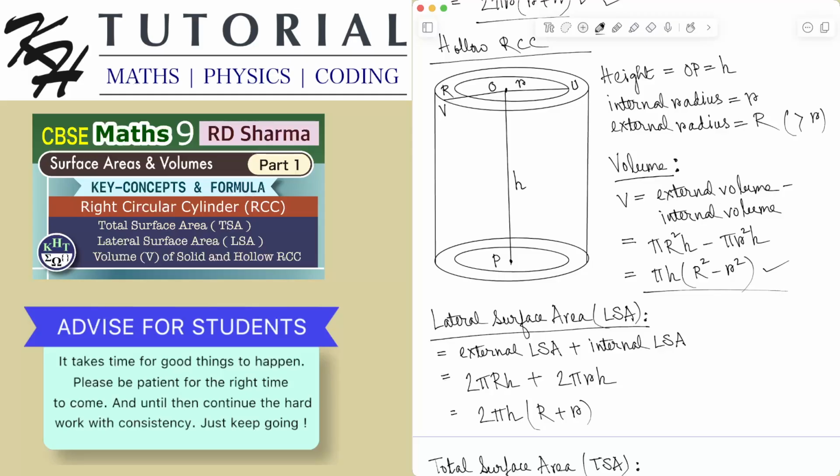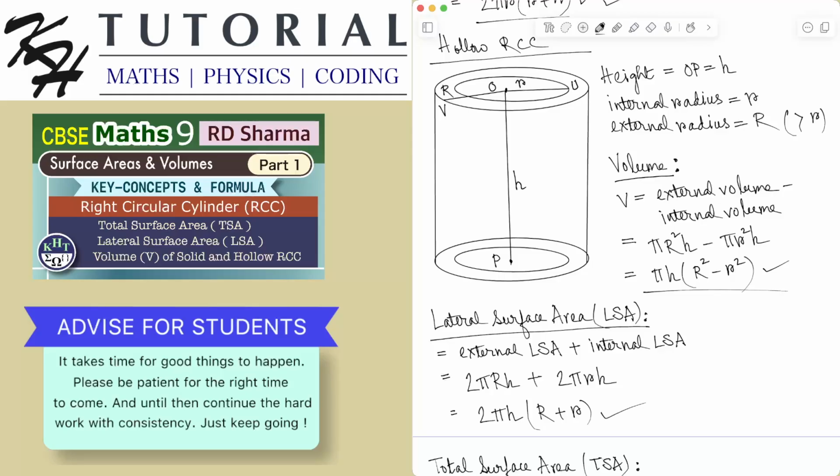So then effectively the lateral surface area of a hollow RCC will be equal to the external LSA plus the internal LSA. The external LSA is 2 pi capital R h and the internal LSA is 2 pi small r h. So if we simplify, it is 2 pi h multiplied by capital R plus small r.